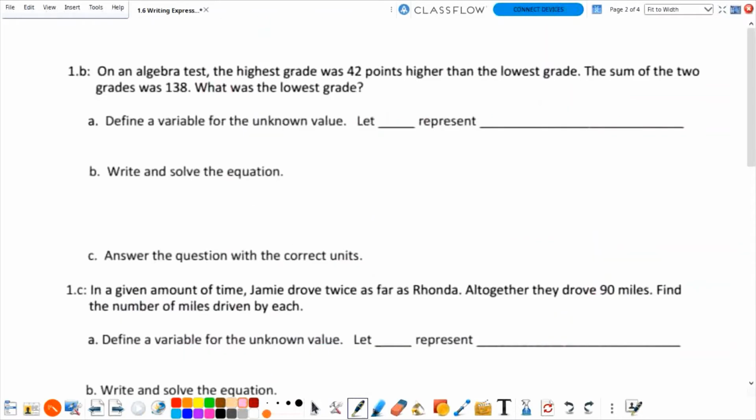All right, now we are on 1B. So we've got on an algebra test, the highest grade was 42 points higher than the lowest grade. The sum of the two grades was 138. What was the lowest grade? Okay, so we know that the highest grade was 42 points higher, so that means plus our lowest grade. Notice they did not give a variable to our lowest grade. We need to make one. So if we're calling it the lowest grade, we'll call it G.